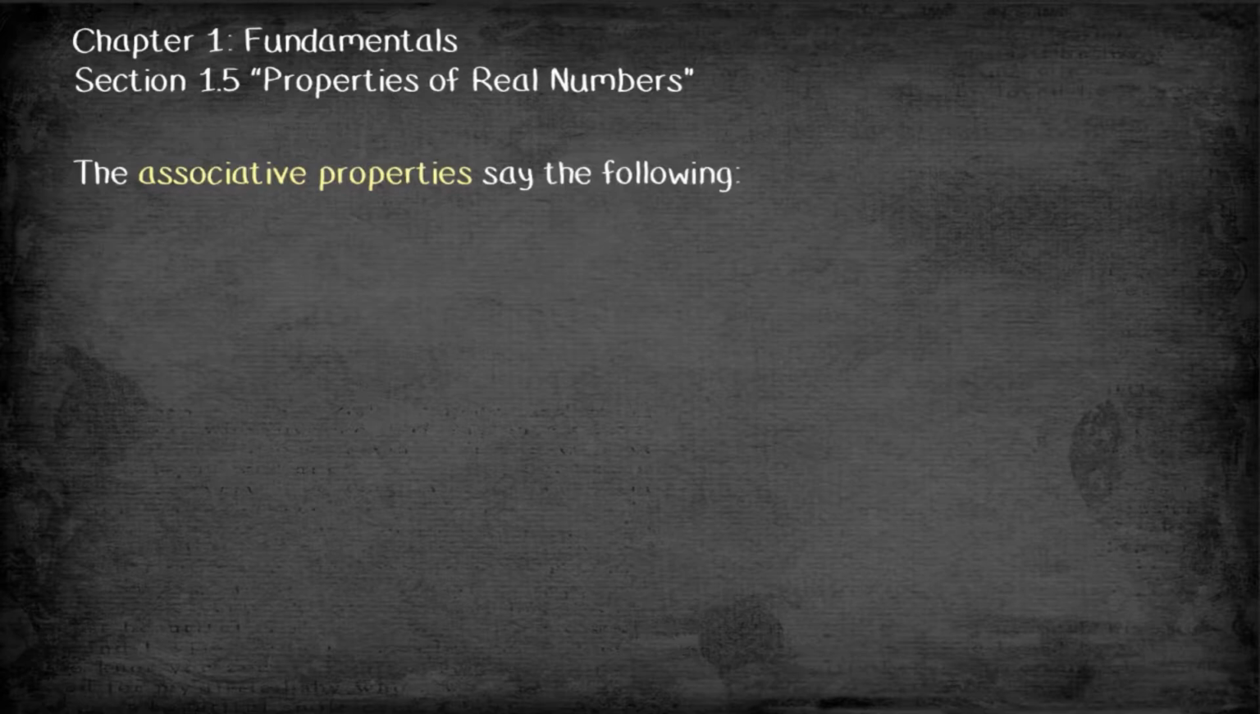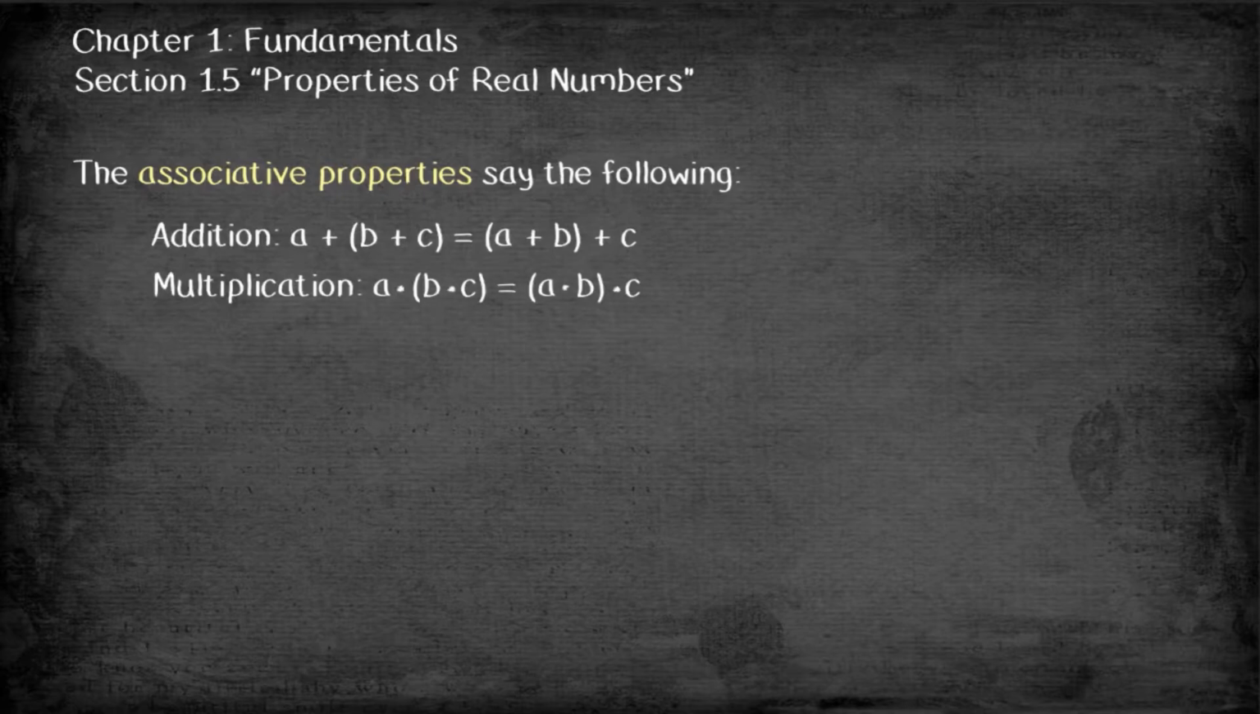Next up, we have the associative properties, which are maybe a little bit harder to digest, but we'll look at both of them. For the additive associative property, we have a plus the quantity b plus c is the same as the quantity a plus b, plus c. And similar for multiplication, for all real numbers a, b, and c. So the associative properties really have to do with grouping.